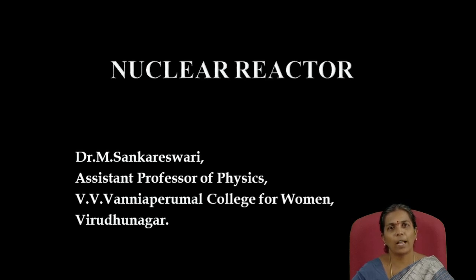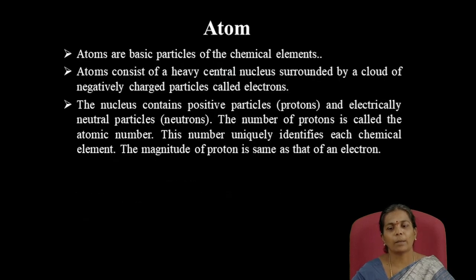In this video, I am going to explain about nuclear reactor. Atom. Atoms are the basic particles of the chemical elements. Atoms consist of a heavy central nucleus which is surrounded by a cloud of negatively charged particles called electrons. Inside the atom, in the nucleus, the protons and neutrons are held together. The protons are positively charged particles and the neutrons are neutral particles.